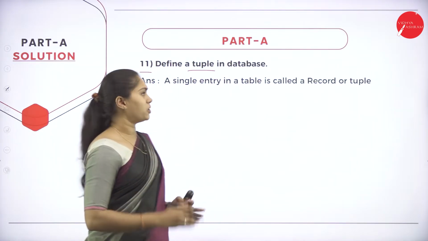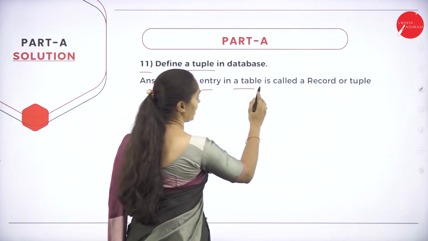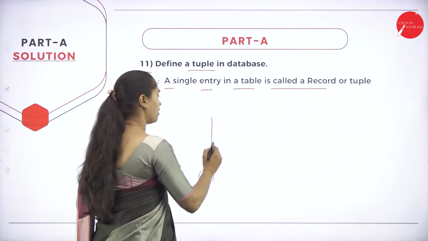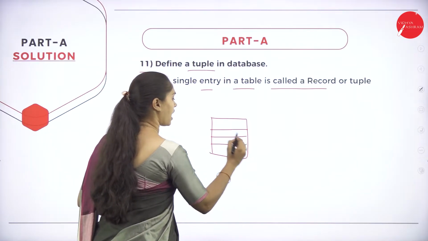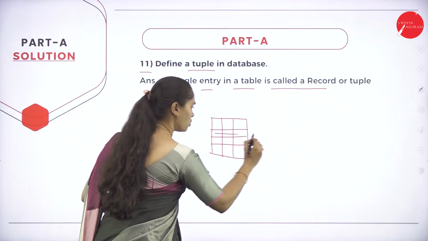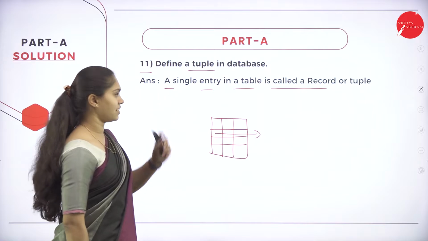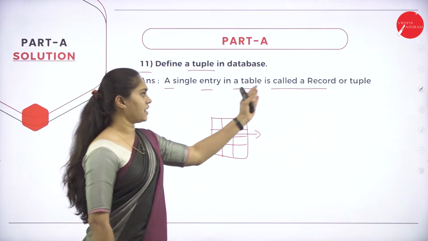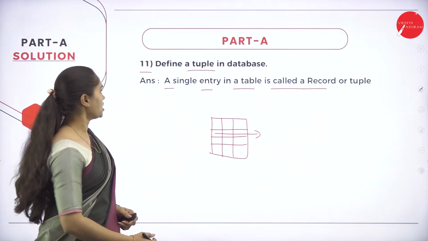So what do you mean by a tuple in a database? A single entry in a table is called a tuple or a record. If I consider this as a table, that consists of rows and columns, and each row will be termed as a record or a tuple in the database. So that is what you have to write: a single entry in a table is called a record or a tuple. We'll see the next question.